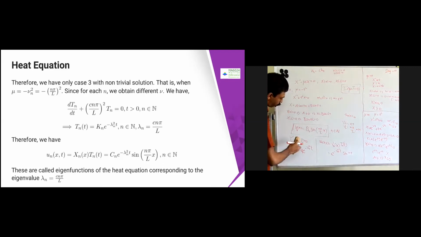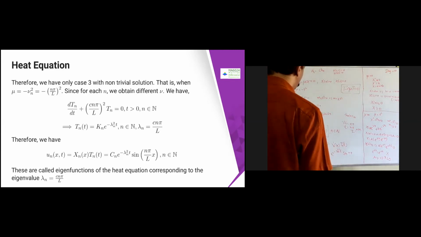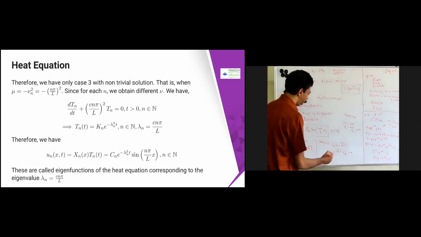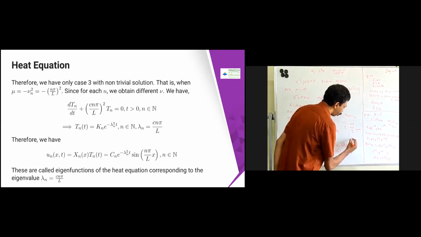So I'm going to denote this one as c square. There will be c square, and here also c square. So this c square nu square. This c square is nu n square. What I'm going to write here? This c square mu n square.